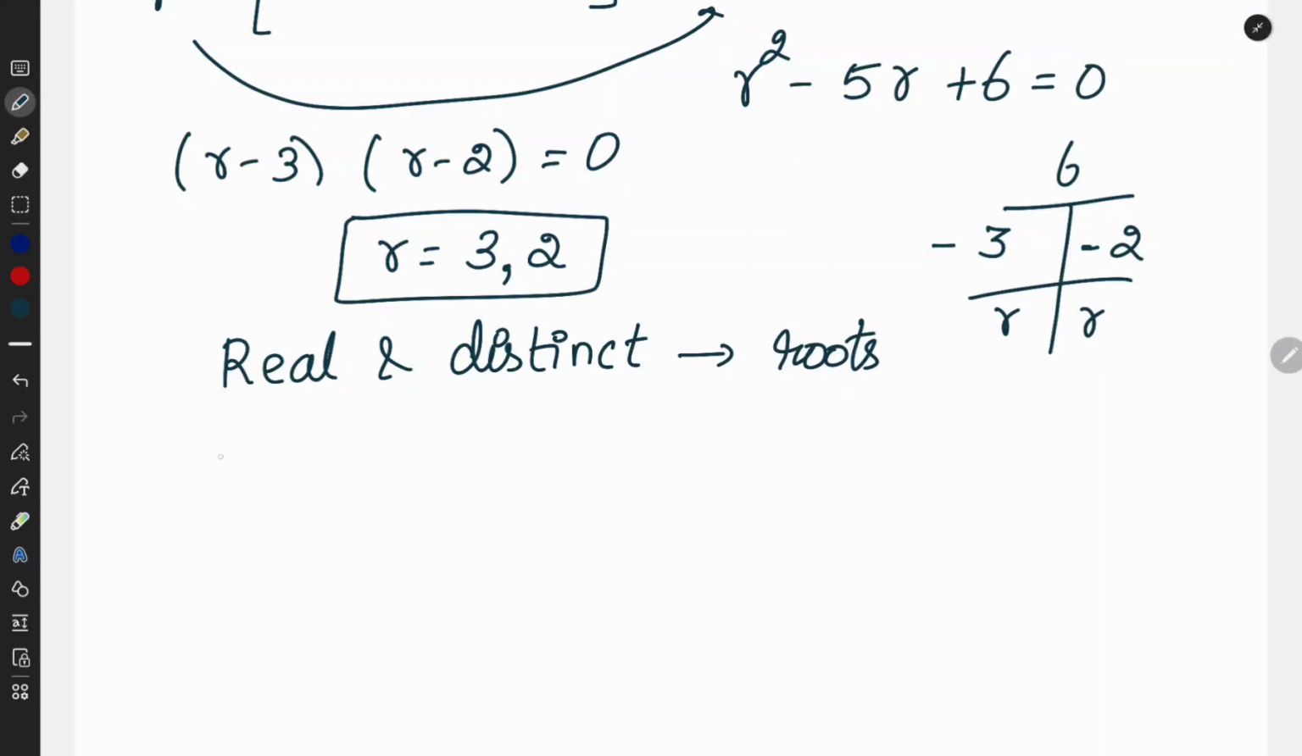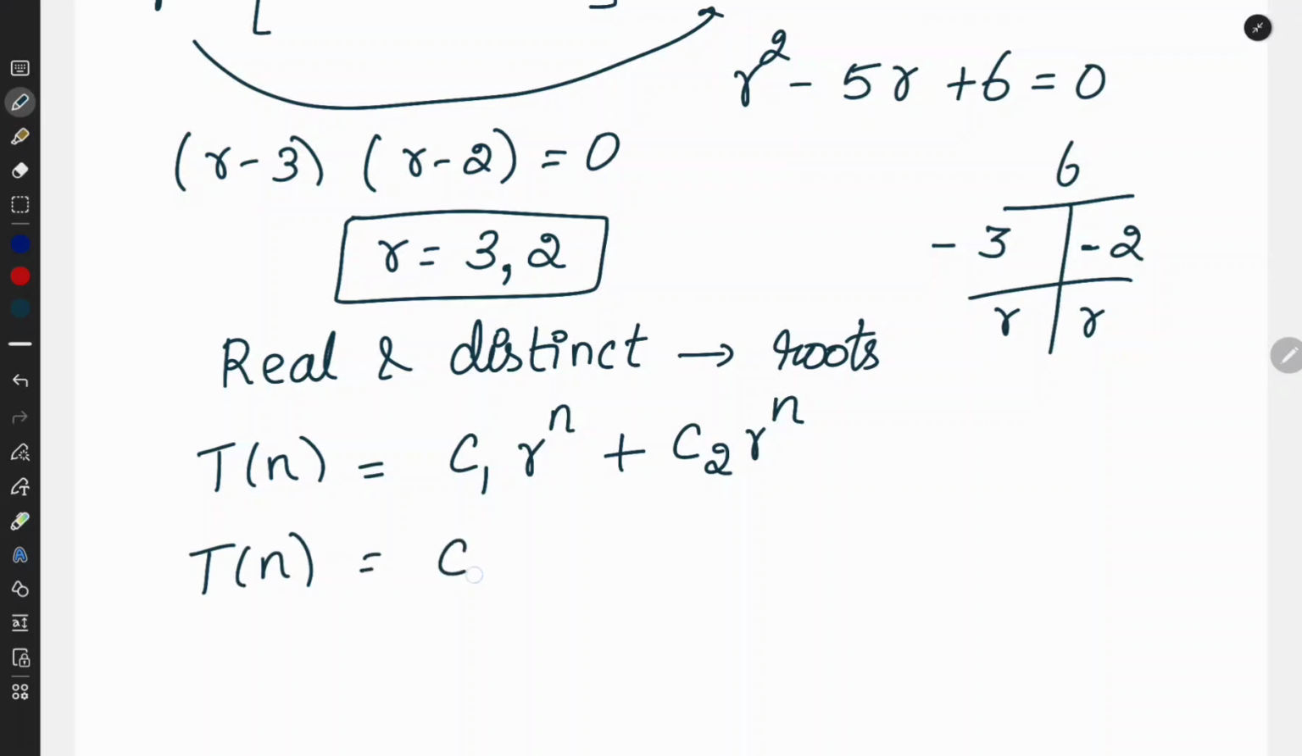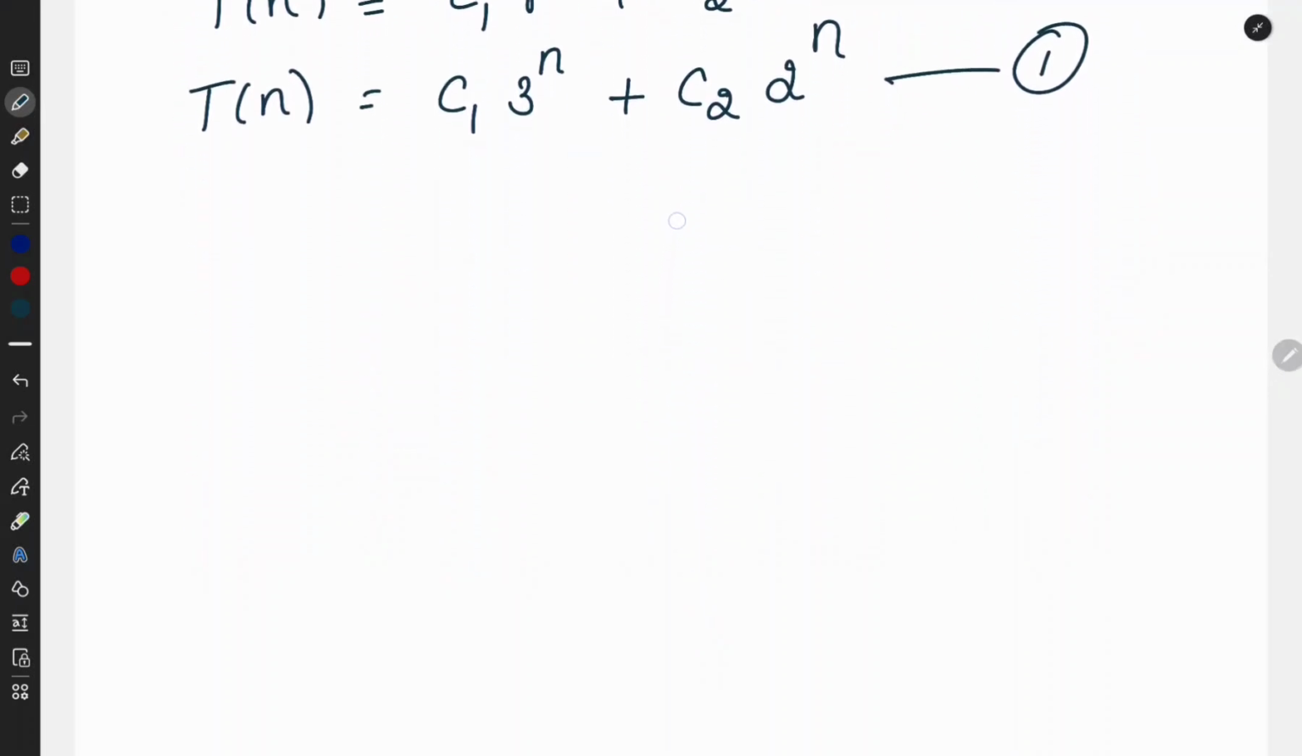If the roots are real and distinct, we apply this formula: T(n) = C1 r1^n + C2 r2^n, where r denotes the root and C is a constant. Now we apply the roots: T(n) = C1 3^n + C2 2^n. Now this will become one equation. Keep this equation. Now you have to apply the n values.